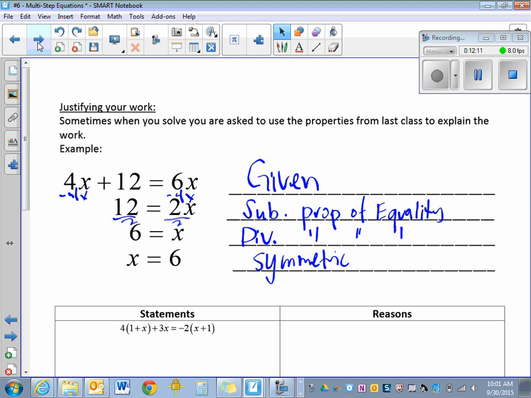We talked about these properties 2 classes ago, and the majority of them were properties of equality. So if you look, our first statement is always given. The first one, you just say given, this is what has been given to us. So then we look to see, how did we get from here to here? Well, we subtracted 4x from both sides. So what did we do? We subtracted. So it's the subtraction property of equality. Because we did it to both sides, that's the property of equality.